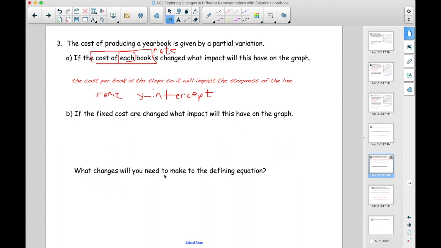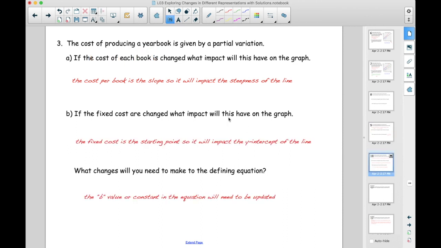And then I would also like you to think about what changes you would need to make to the defining equation. Now let's talk in generalities. Let's say it's y equals mx plus b. I suppose if we wanted to use meaningful variables, it should be cost is equal to m times n, where n is the number of books and c is the cost. All right, another time to ponder pause. We're resuming to take this one up.